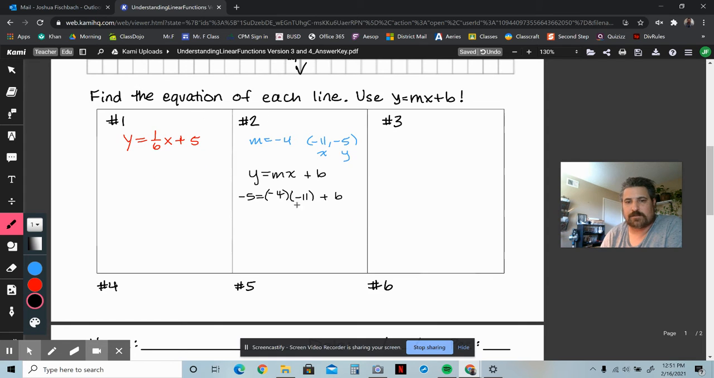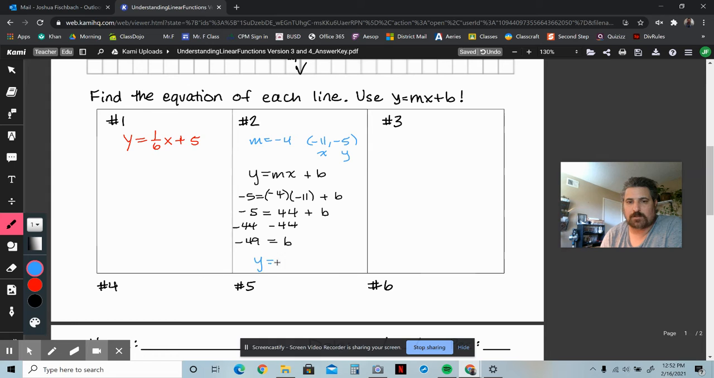In this case, -4 times -11 is positive 44. So I know that -5 is equal to positive 44 plus whatever b is. I want to solve for b, so I'll get b by itself. How do I undo plus 44? You're going to subtract 44 from both sides. And then -5 minus 44 is going to be -49. And so that means that our y-intercept is -49. And now we know the full equation of this line.